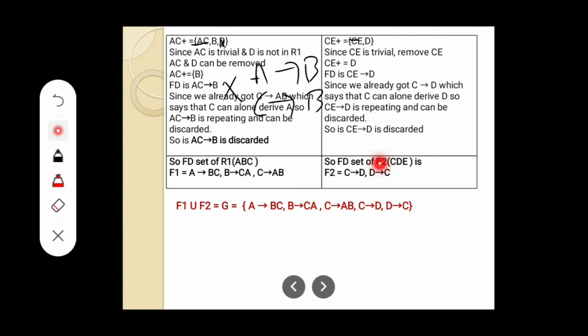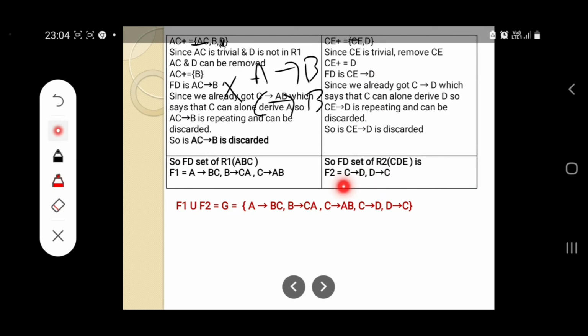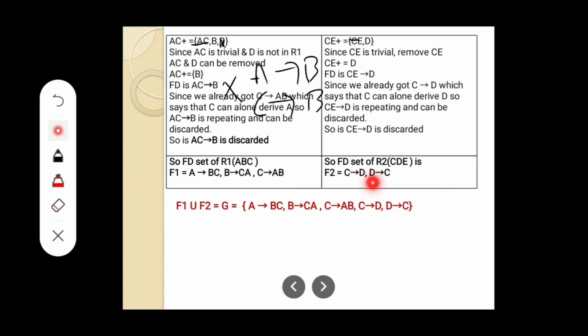Okay, so from this relation R2 we had only two functional dependencies, that are C determines D and D determines C. Now we combine this, F1 union F2. We will take the union of F1 and F2, and we'll be getting this F1 union F2, considered as G. We'll take the union, it becomes A determines BC, B determines CA, C determines AB, next is C determines D, next is D determines C. Clear?